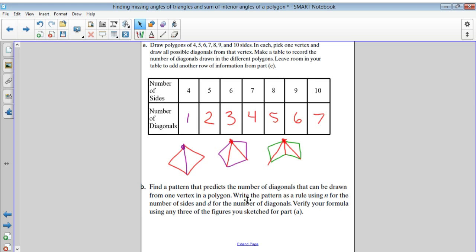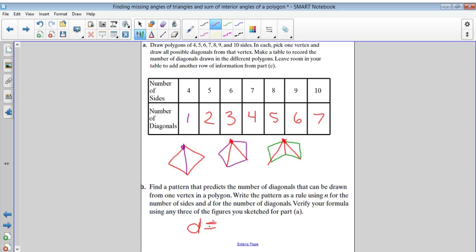So we want to know, can we create an equation, the pattern as a rule, where n is the number of sides and d is the number of diagonals. And it predicts the number of diagonals. So that means that we're going to have d equals. Go ahead and pause the video and see if you can come up with the rule on your own.